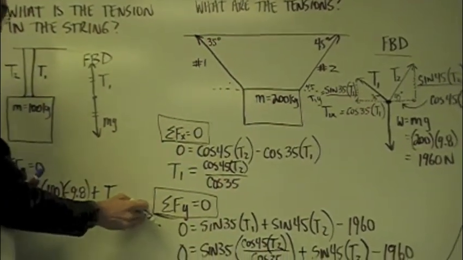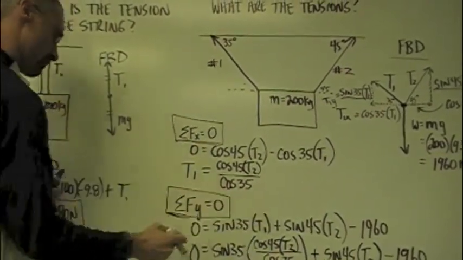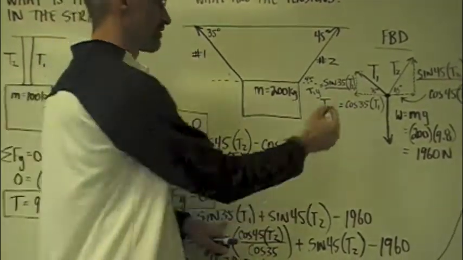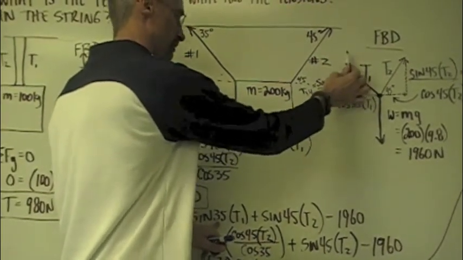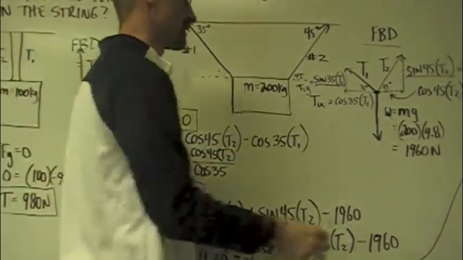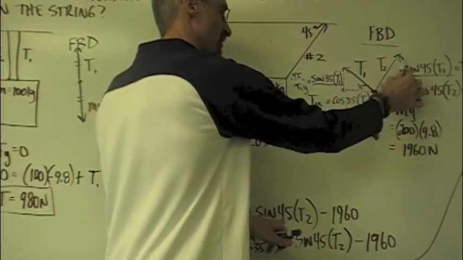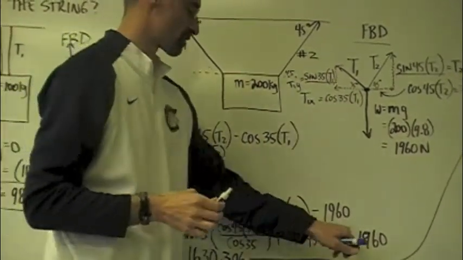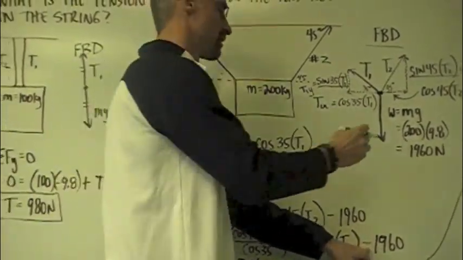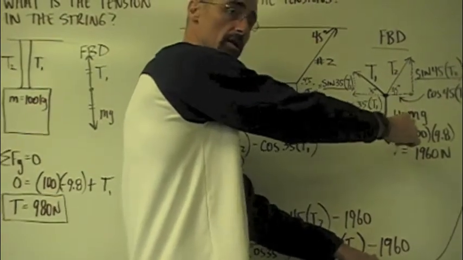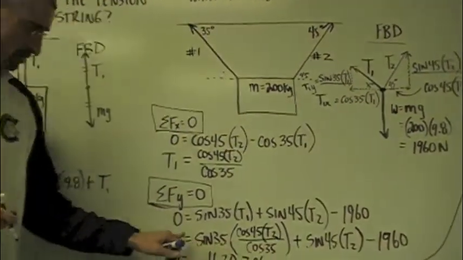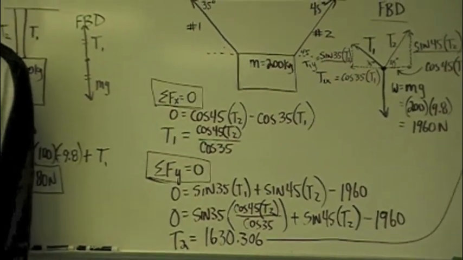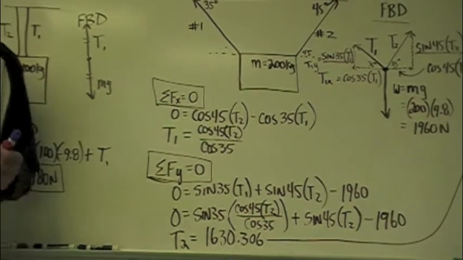Let's sum the forces in the y. They are equal to 0. So we say 0 equals, we have sine 35 T1, that's going up right there. We have sine 45 T2, that's going up in the positive direction right there. So we're going to add that plus that, and then we're going to subtract, or plus a negative, 1960, and that should give us something that equals 0. Everybody cool? Does that make sense? Okay.